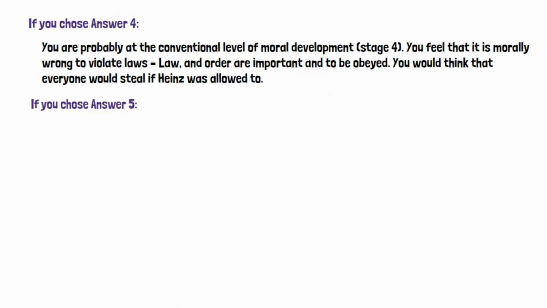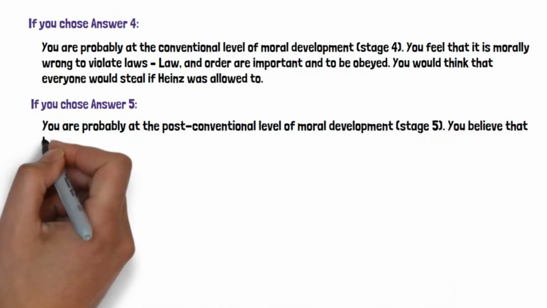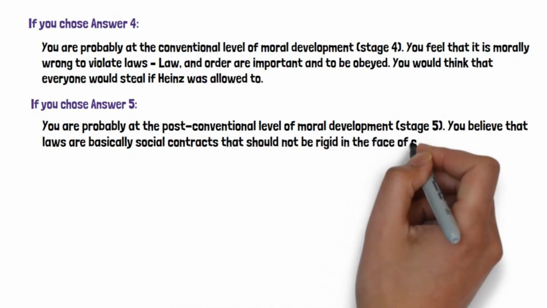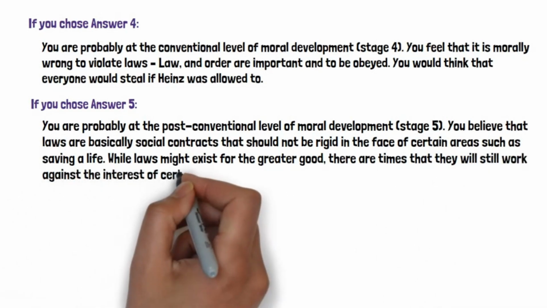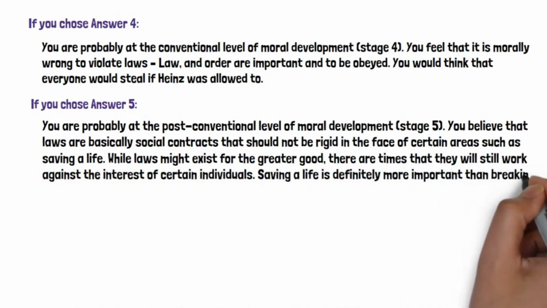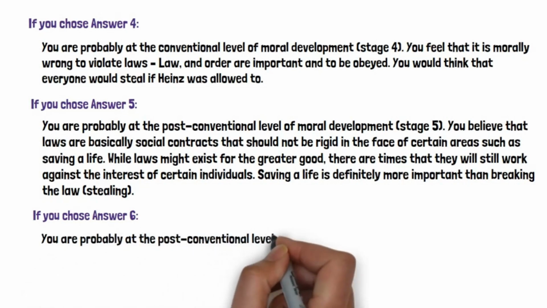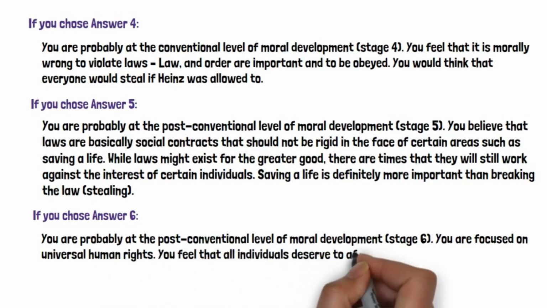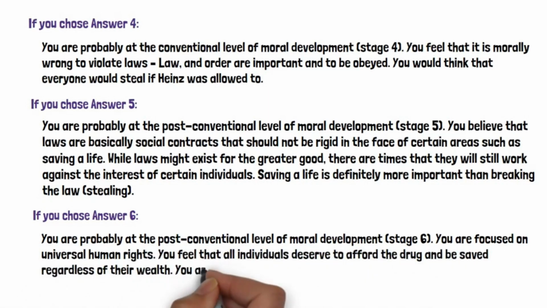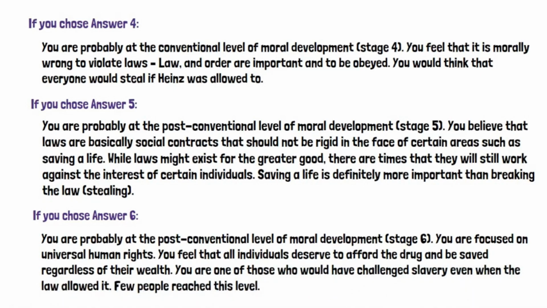If you chose answer 5, you believe that laws are basically social contracts that should not be rigid in the face of certain areas such as saving a life. While laws might exist for the greater good, there are times that they will still work against the interest of certain individuals. Saving a life is definitely more important than breaking the law. Stealing. If you chose answer 6, you are focused on universal human rights. You feel that all individuals deserve to afford the drug and be saved regardless of their wealth. You are one of those who would have challenged slavery, even when the law allowed it. Few people reach this level.